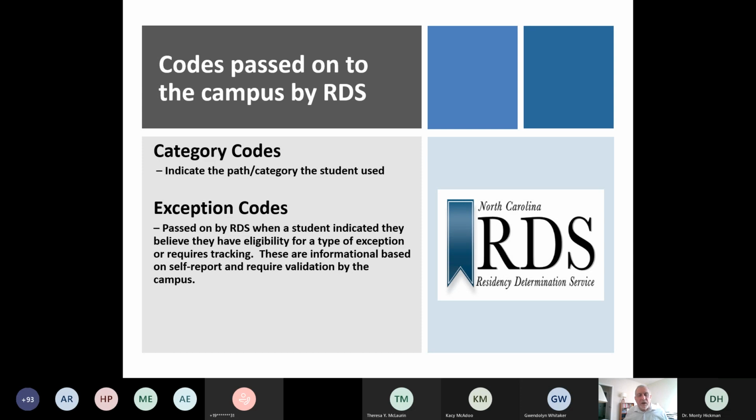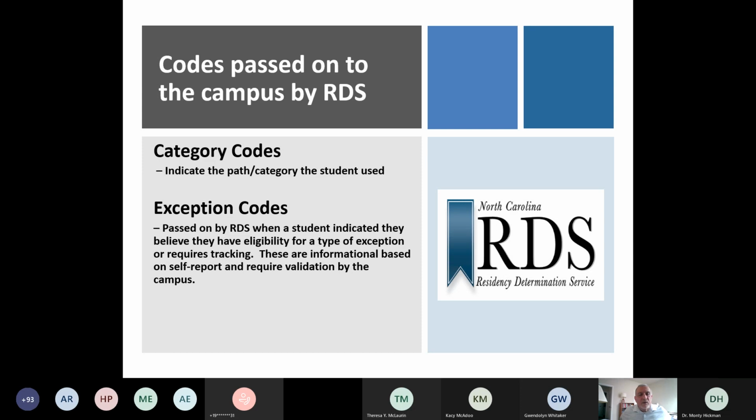A different set of codes that people often mix up the two is exception codes. And this is going to be passing on information the student self-reported, such as I'm a veteran, or I have a veteran's benefit, or I'm a UNC system employee eligible for a waiver, whatever. We can't verify those within the time frame, or if they still have a VA benefit. We're passing that on as informational.